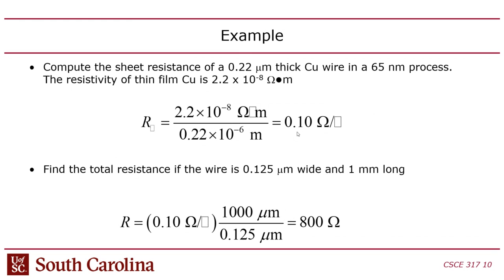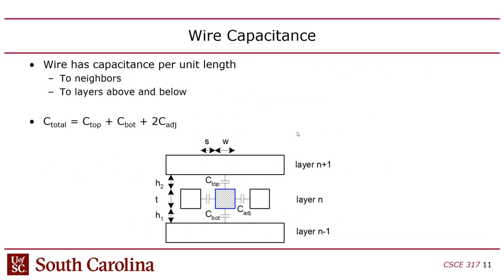If it's 0.125 microns wide and 1 millimeter long, so the 1 millimeter is 1,000 microns. Divide that by 0.125 microns, and that gives you your aspect ratio. You multiply that by the sheet resistance, and that's going to give you 800 ohms. That's pretty simple, right? Okay, now capacitance is a little bit harder, though.